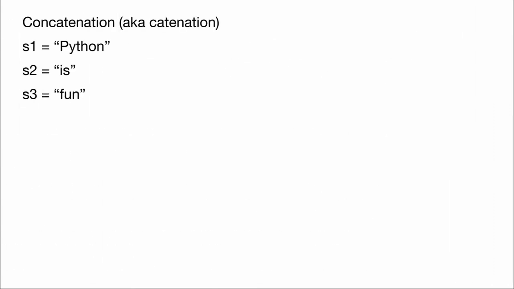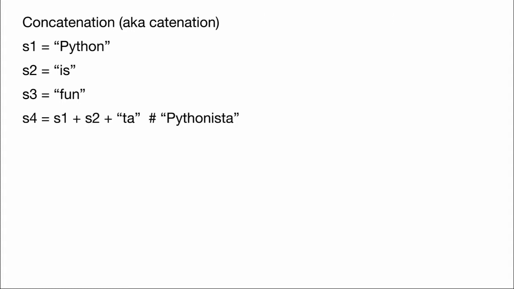Python also supports concatenation, which is also known as catenation. The concatenation operator is the plus operator. Note that the plus operator does different operations depending on the type of the operands. If the operands are numbers, it performs numeric addition. If both operands are strings, it performs concatenation. It is an error if you try to add a string and a number.